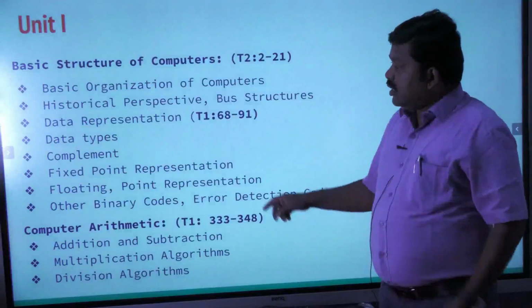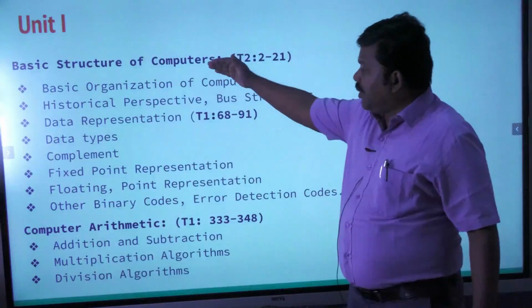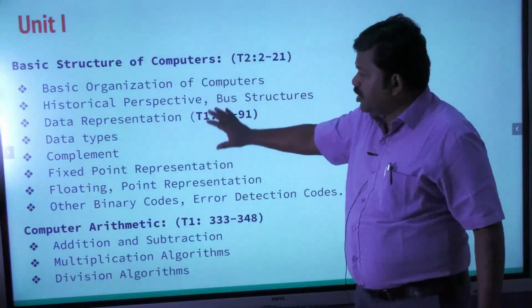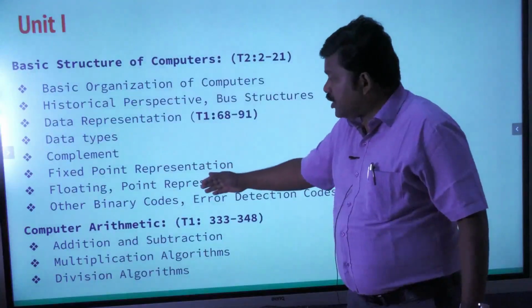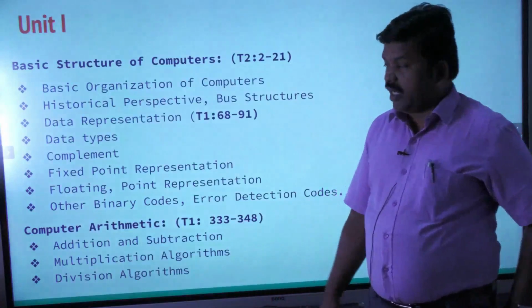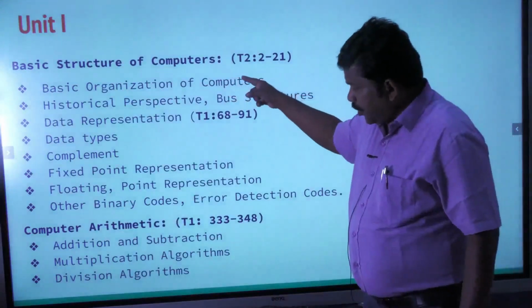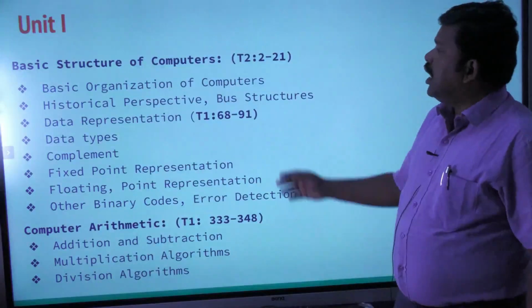In unit 1, there are two major categories. First, we can see the basic structure of computers. That means we are going to see some brief introduction about these topics. Also, we are going to see something about computer arithmetic. So the structure of computers and computer arithmetic are the two integral parts of the first unit.